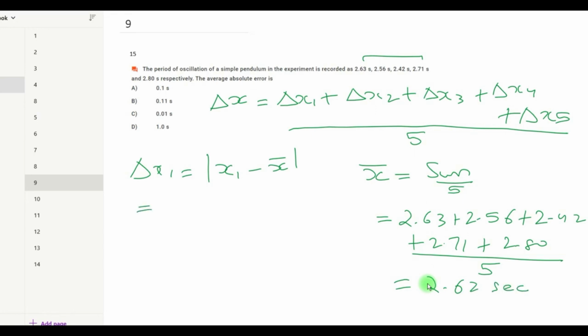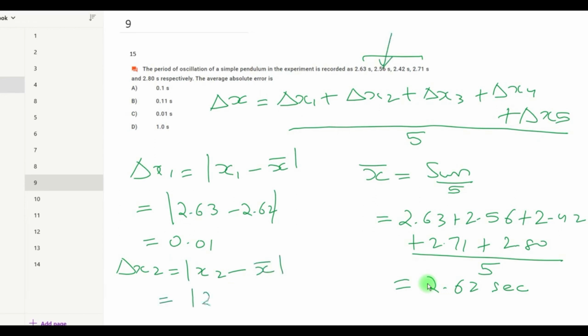So let's find out delta x1, the mod of the first experimental value, 2.63, minus the average, which is 2.62. This will give us 0.01. Similarly, let's find delta x2, that will be the mod of x2 minus the average. Now x2 is 2.56 minus 2.62, which is the average, and that will be equal to 0.06 seconds.